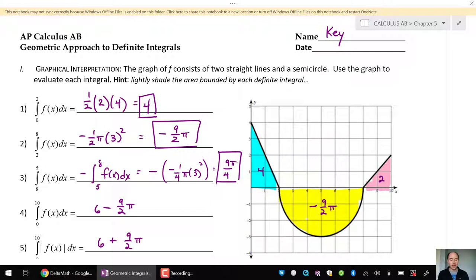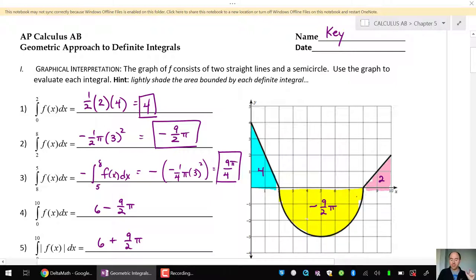So number 1, find the value of the definite integral from 0 to 2. Again, that's simply going to equal 4. I used my knowledge of geometry and applied 1/2 base times height, the area of that right triangle, to get my solution. The next integral is from 2 all the way to 8.